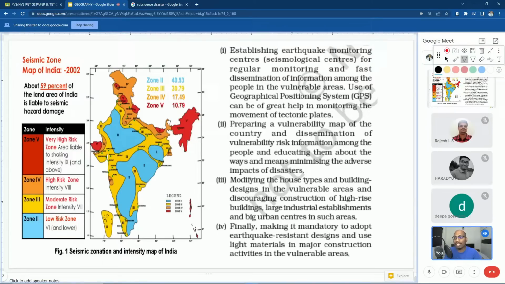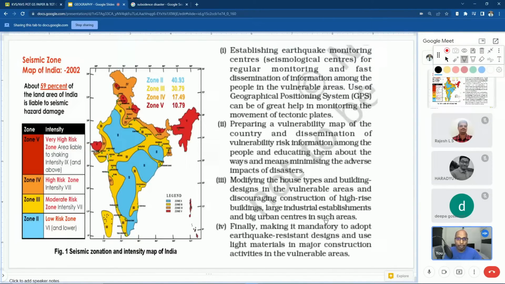So those people who are living in the high risk zones should understand the problem and accordingly survive there. And modifying house types and building designs in the vulnerable areas, and discouraging construction of high-rise buildings, large industrial establishments and big urban cities and such. So most of the development happened in places which are low risk or no risk zones of earthquakes. If anybody builds a 25 or 30 storey building in a high risk or very high risk zone, there is a chance that even for a small earthquake, the building would collapse.